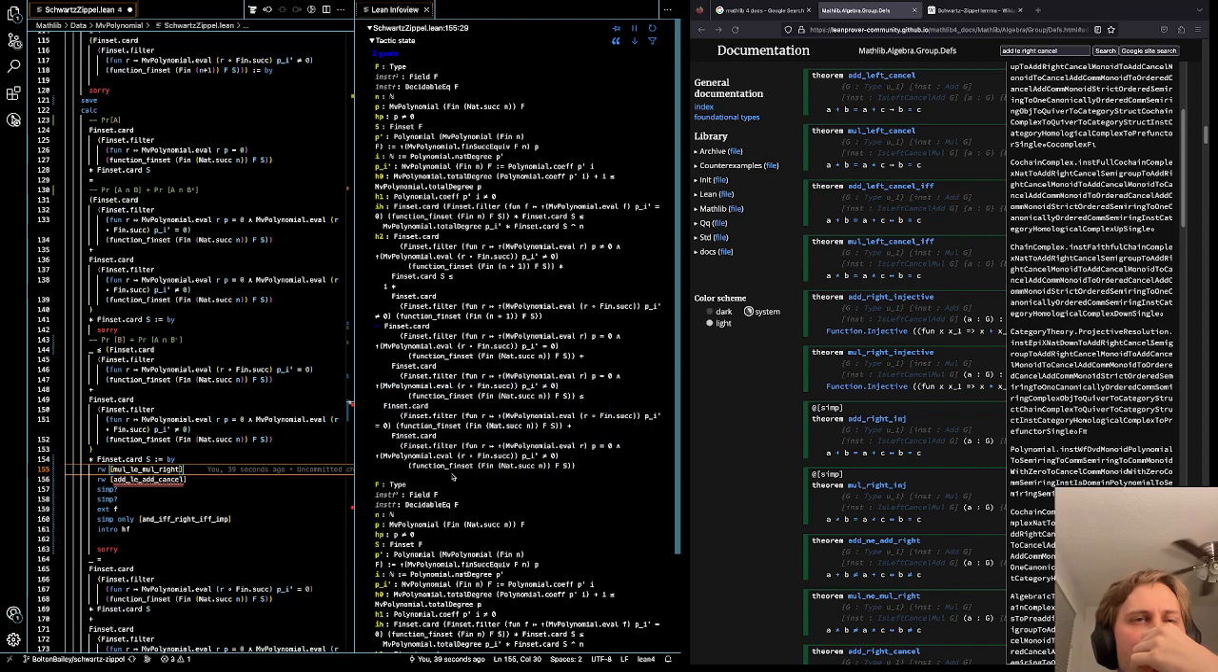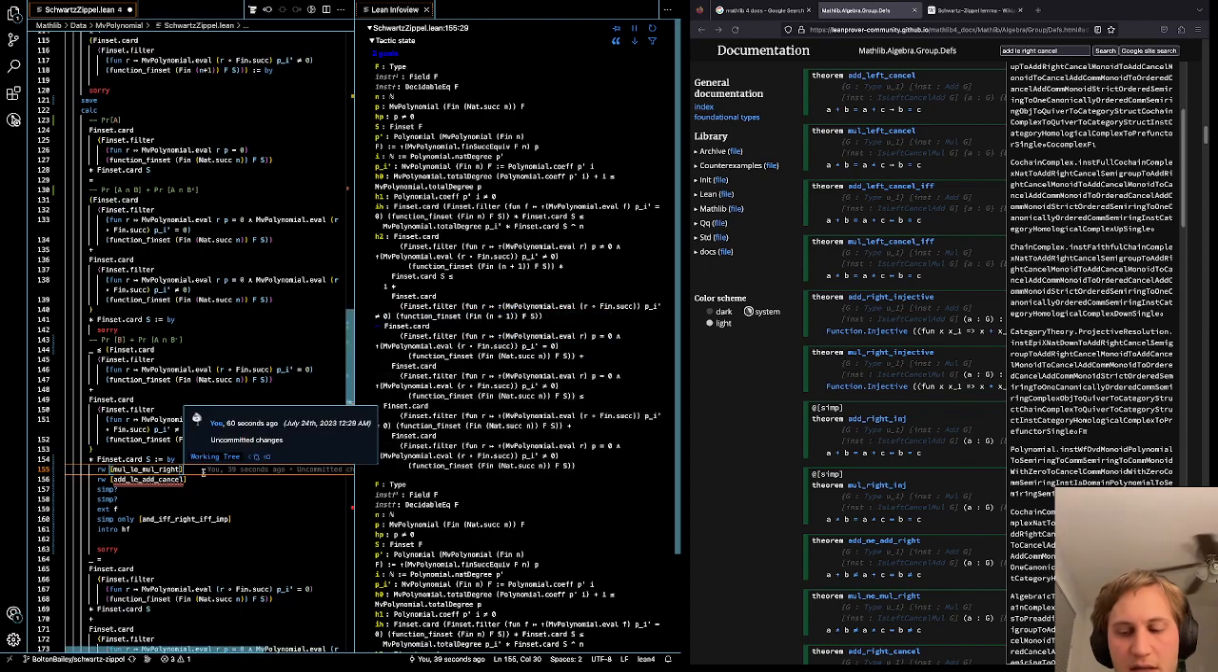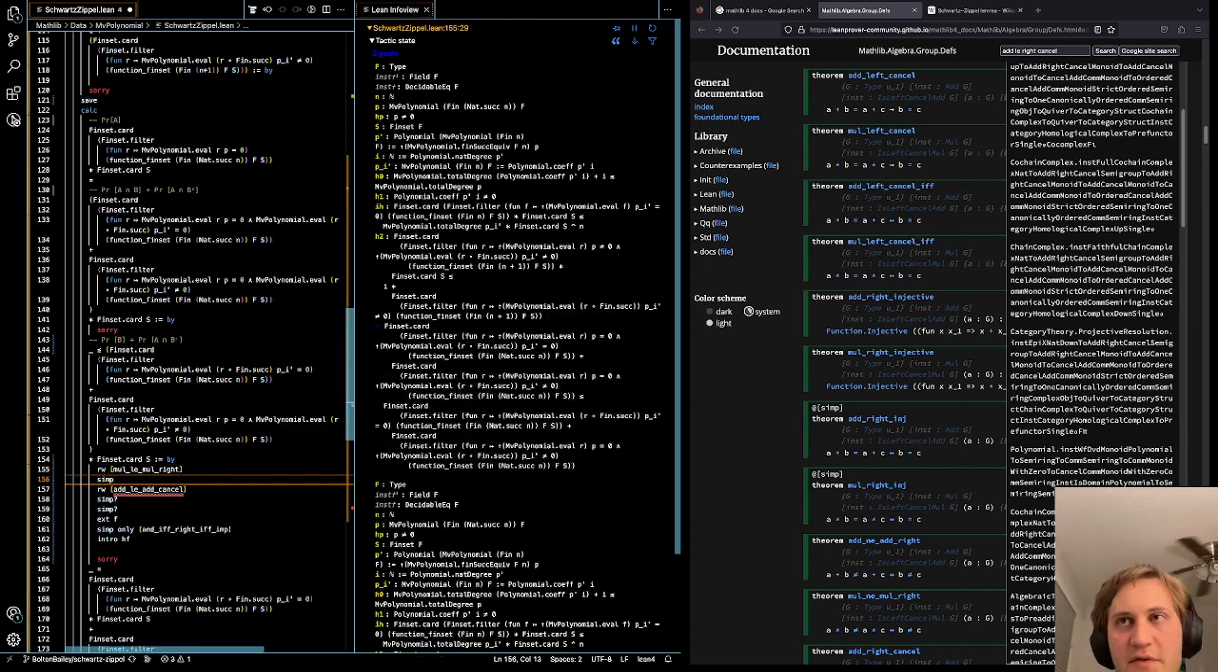And just make sure this is the same. So card filter p equals 0, not equal to 0, function of inset this. Inset filter. Yeah, I mean, will the simplifier find it? You could also try apply question mark.